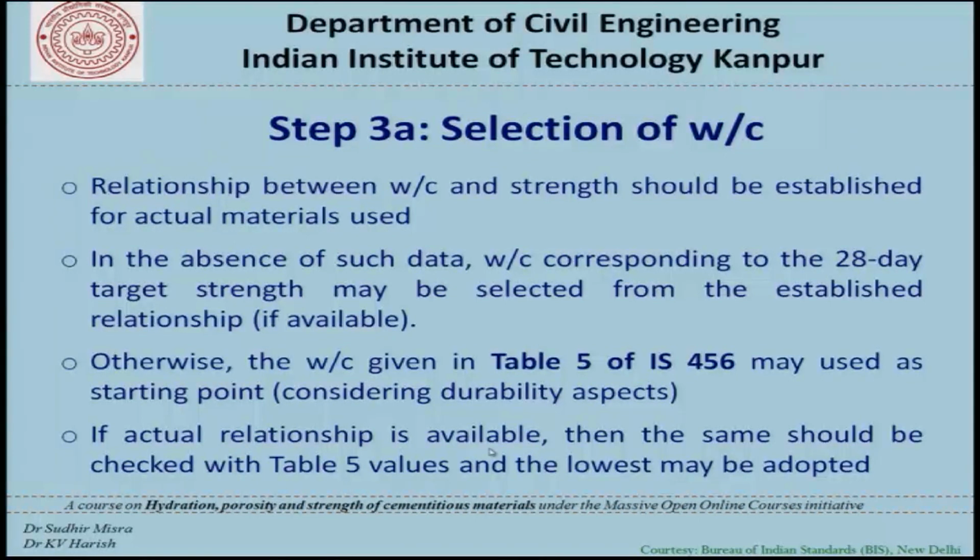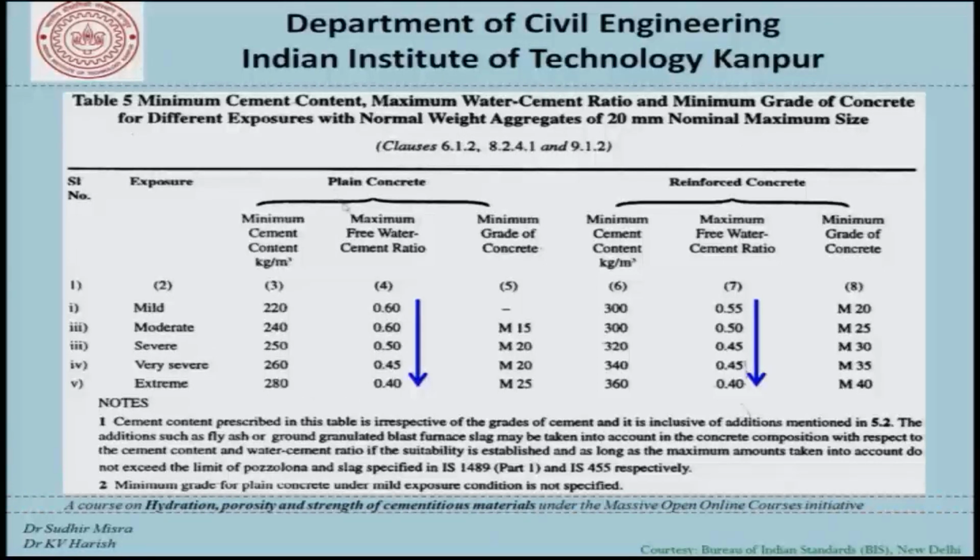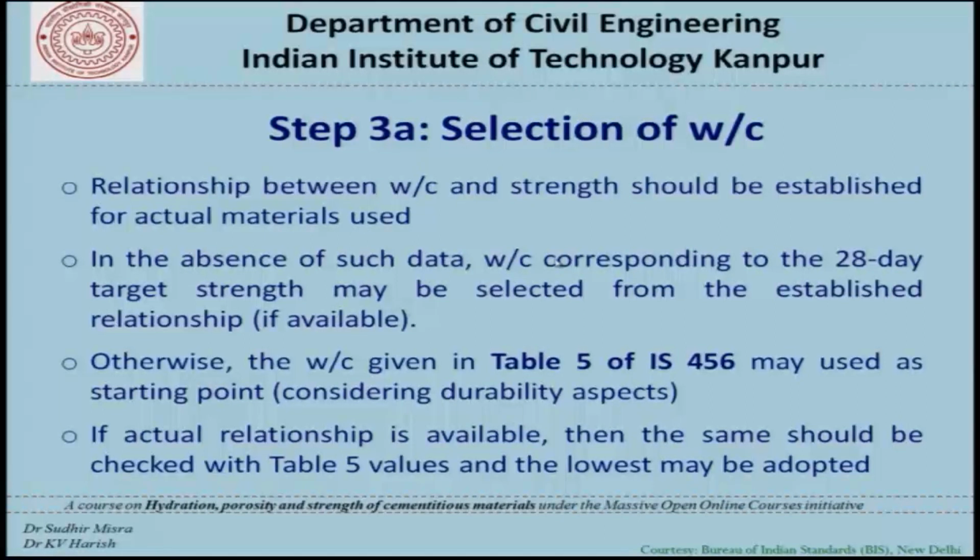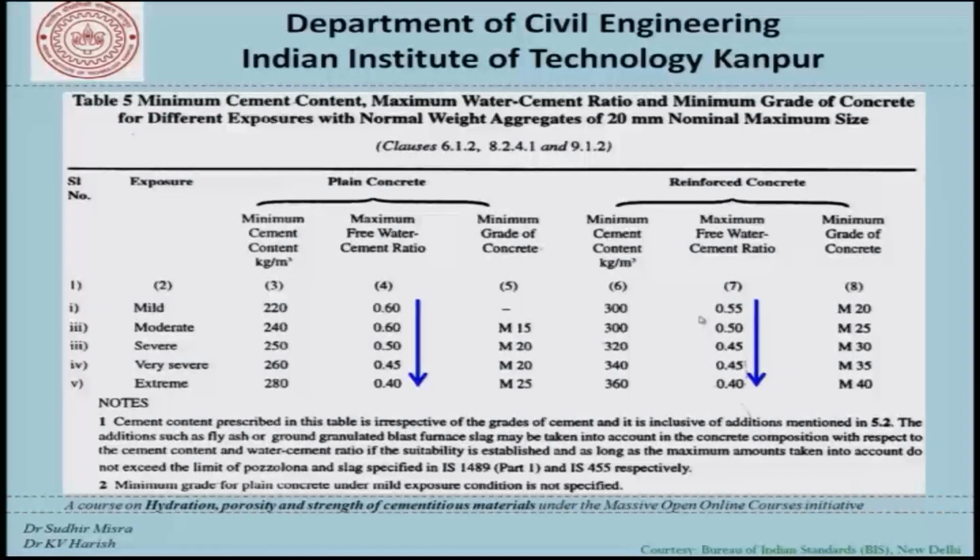If actual relationship is available, then the same shall be checked with the values provided in Table 5 and the lowest may be adopted. So we are revisiting Table 5 of IS 456. What you find here is there is a maximum free water cement ratio that is mentioned for different exposure conditions ranging from 0.6 to 0.4 for plain concrete or 0.55 to 0.4 for reinforced concrete. So if we do not have actual information, then as a starting point we can choose these values, but remember that actual relationship has to be established between water cement ratio and strength, and later on it has to be checked with these values before proceeding further.